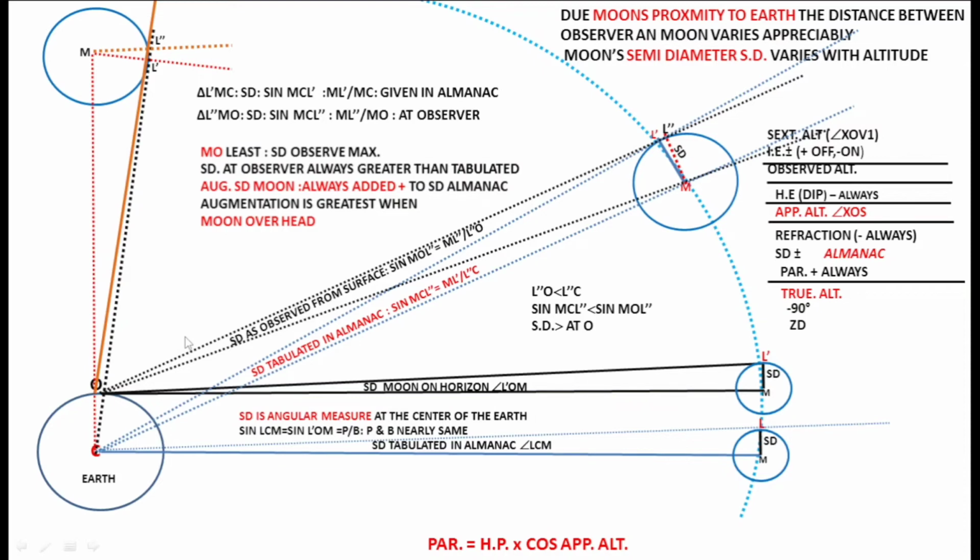And as you can see here, what we are observing on the surface of the Earth, we are always seeing more than whatever is given in the almanac. So this correction of semi-diameter, which is called the augmentation of moon semi-diameter, is always added to the semi-diameter of moon given in the almanac. So for moon, these are the two additional things what we got to remember. The semi-diameter and the parallax has to be calculated with HP.